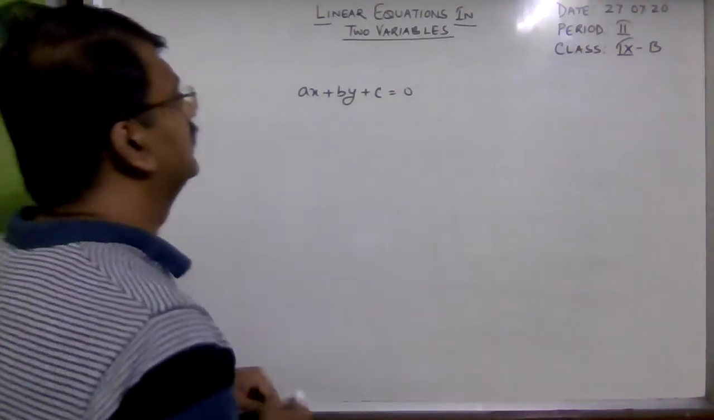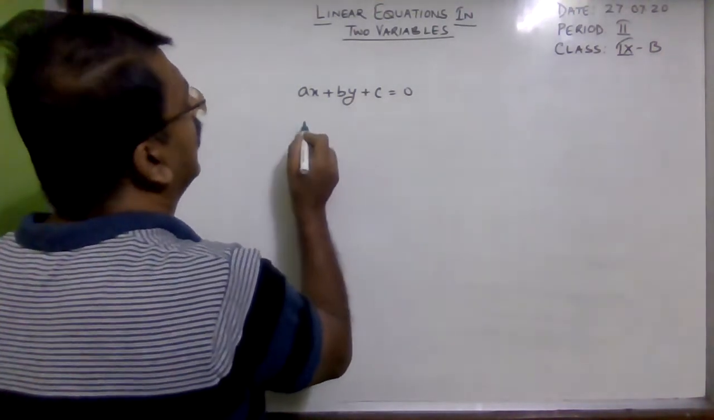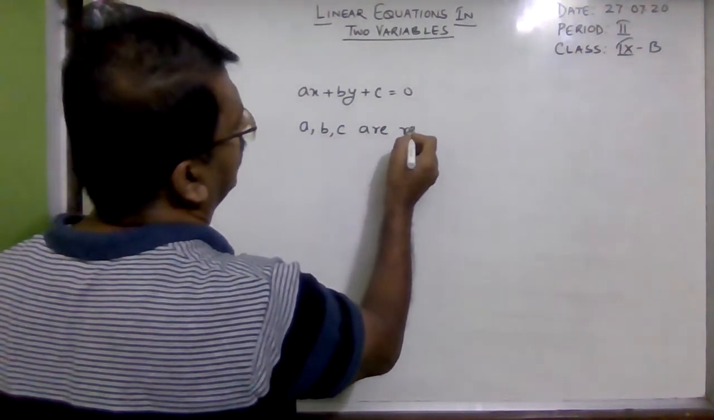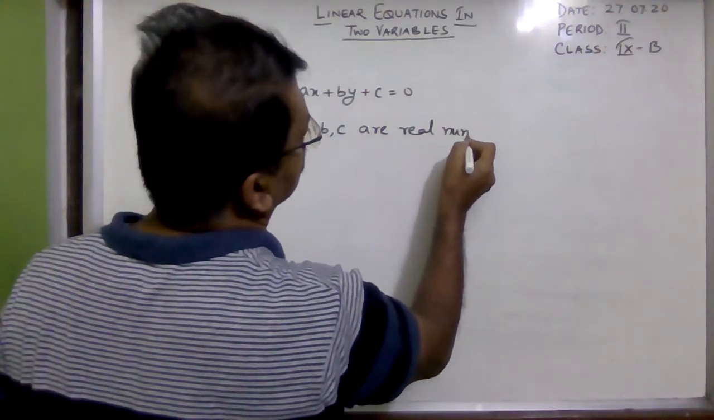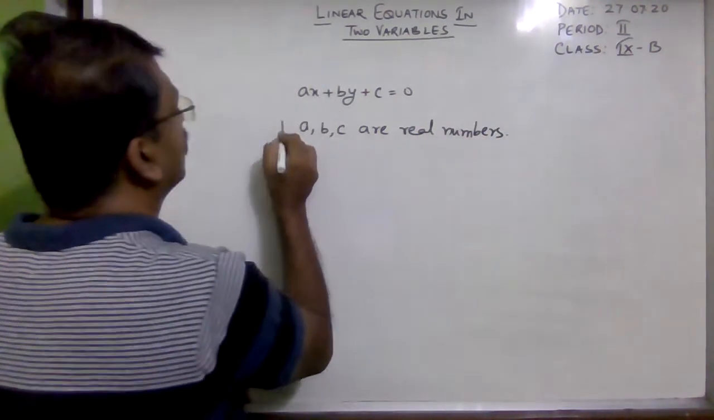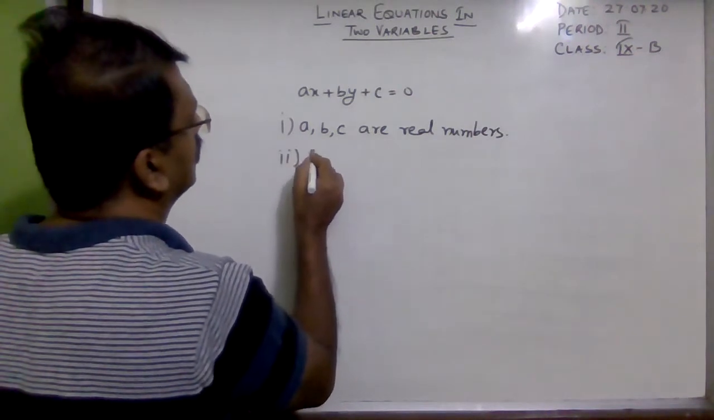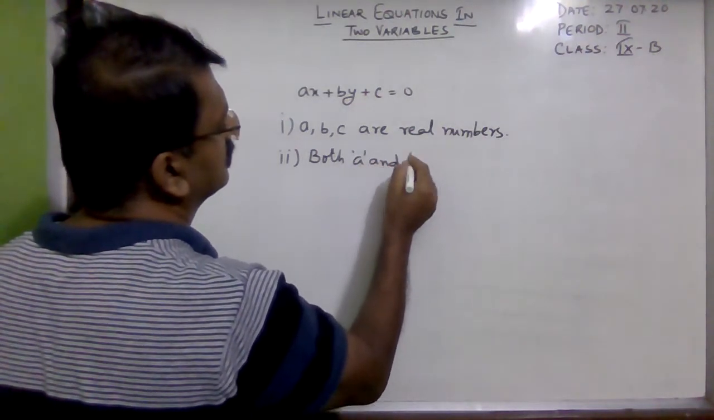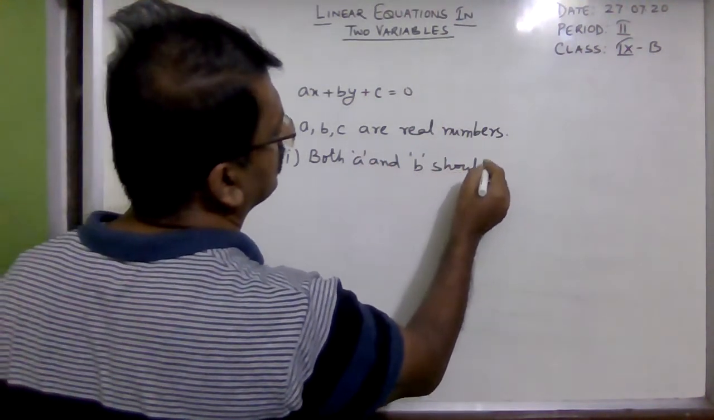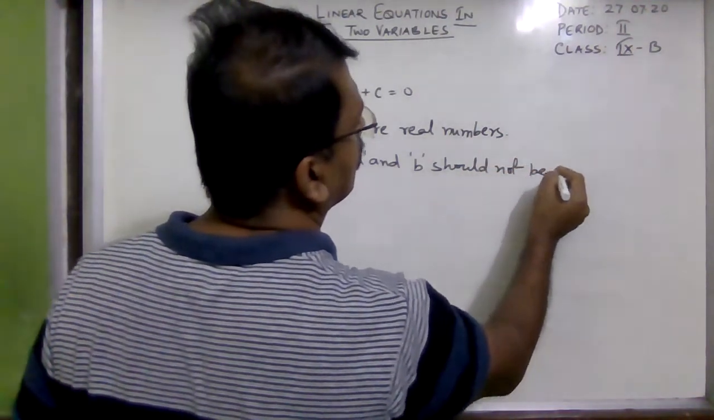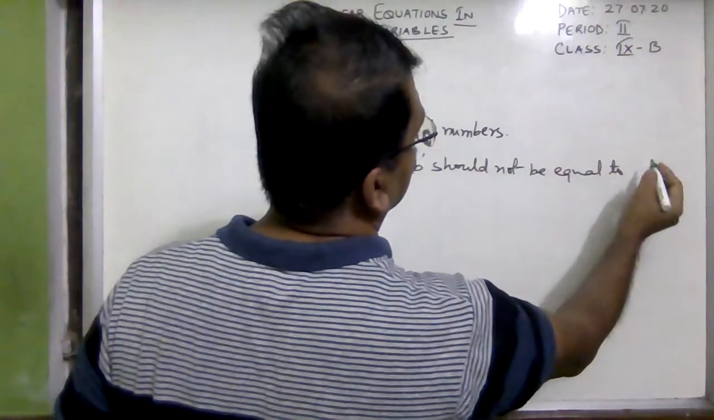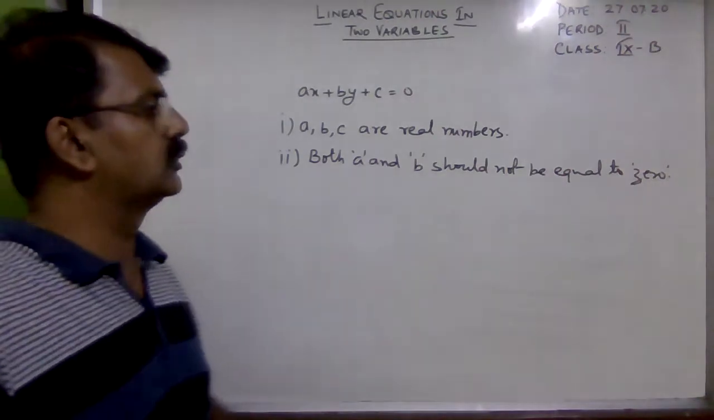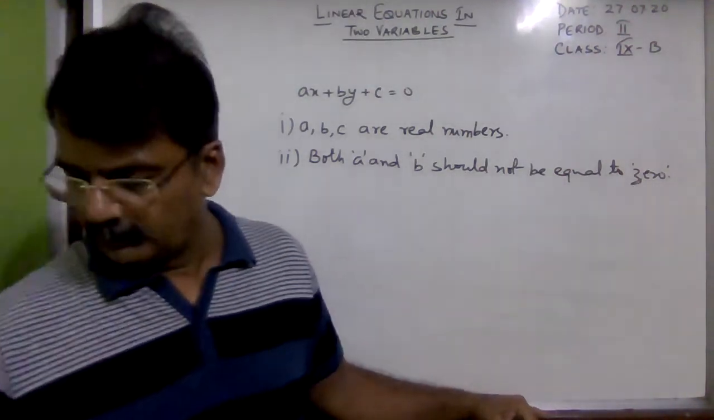Clear? So this is a linear equation provided A, B, C are real numbers, and both A and B should not be equal to 0.